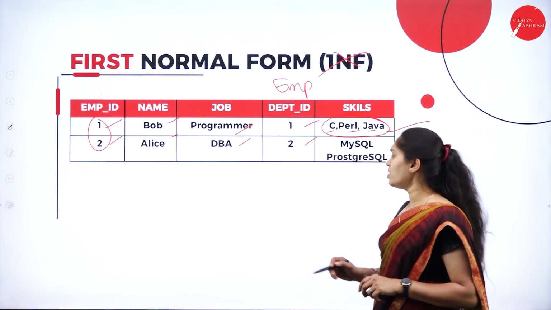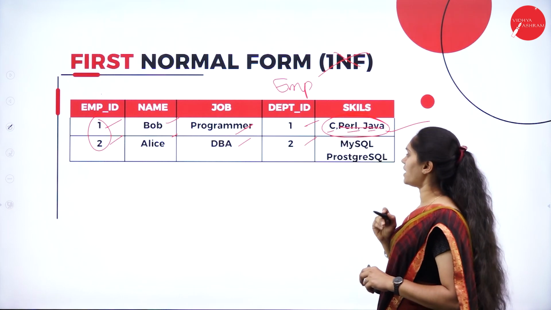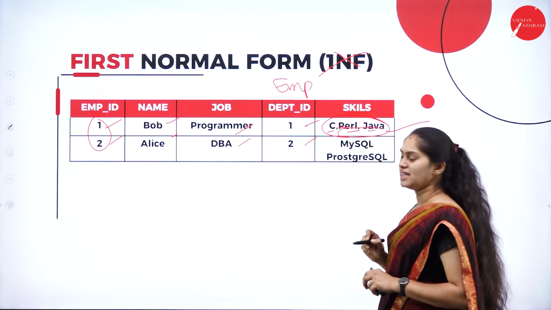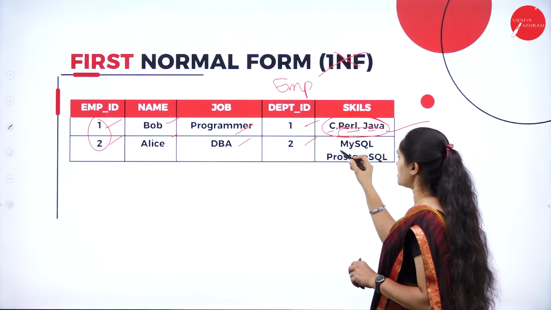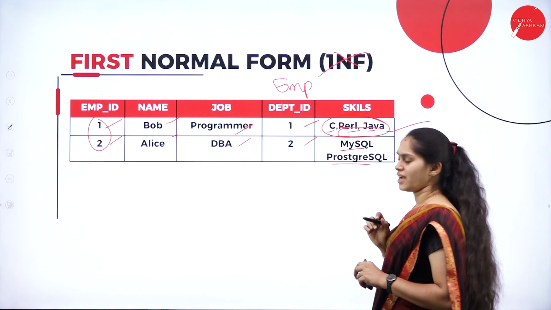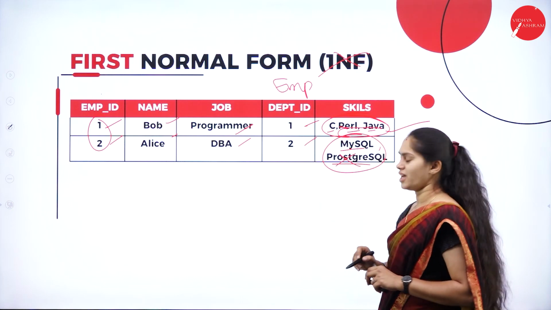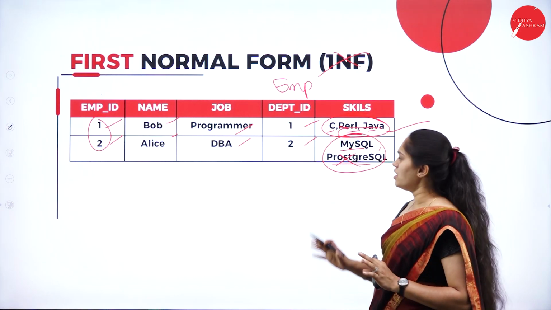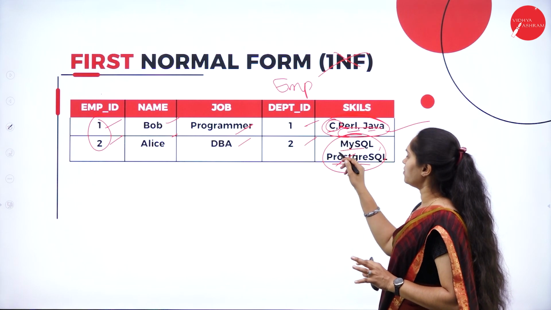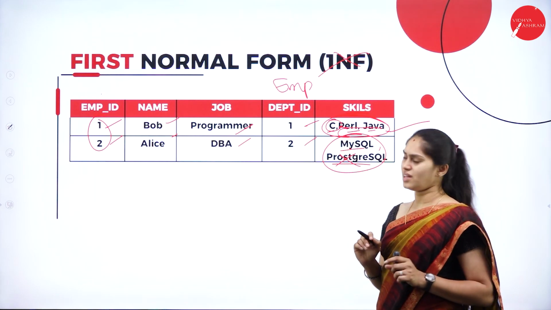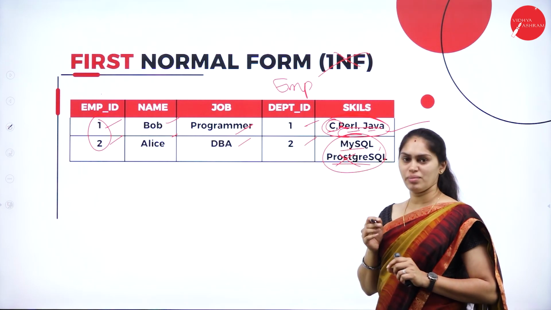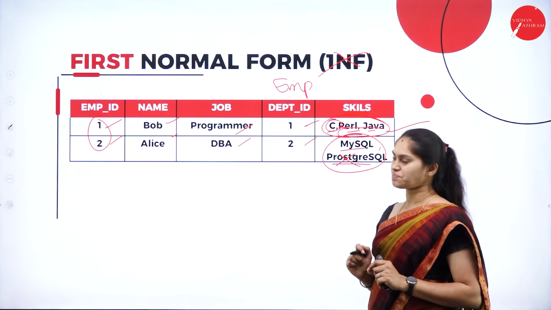So what I can do is take out Perl and Java and include only C. Here also you can see MySQL and PostgreSQL. This is also multi-valued, so it is also not obeying the rules of first normal form. So remove the content and have only one value for each column. Then we can say this table is in first normal form.